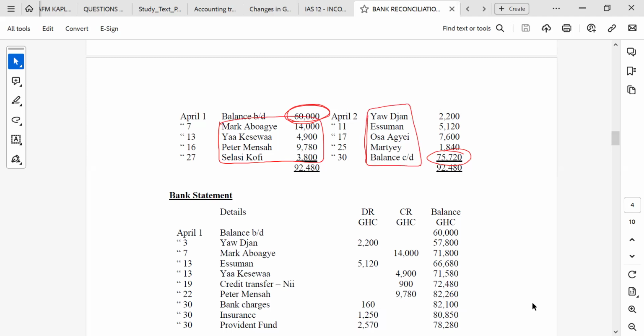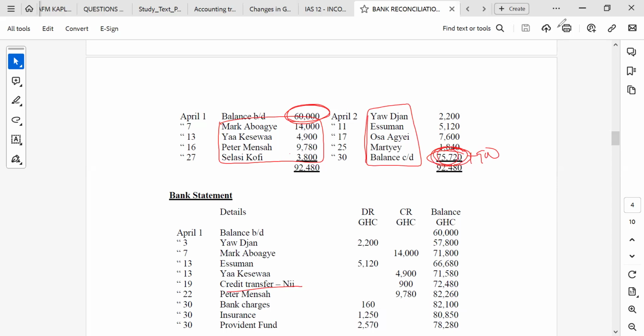All these transactions, some of them have been captured, some of them have not been captured. So if we should have known the credit transfer, it should have been added to this figure, and this balance will be plus 900. It is this balance that will be increasing by 900. So we always start with the closing balance.